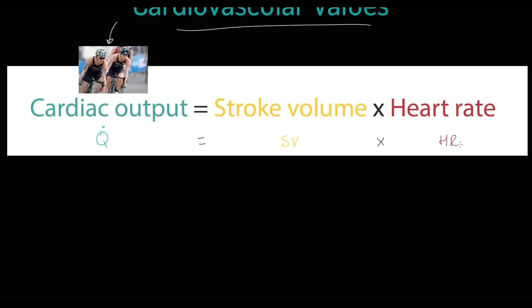And I don't think anyone's going to be too shocked at that statement. Maybe this Q dot is going to be something that's new to you. Q is the symbol for cardiac output, and the dot means per minute, actually literally per unit of time, but in our context, per minute. So let's go through each of these things.